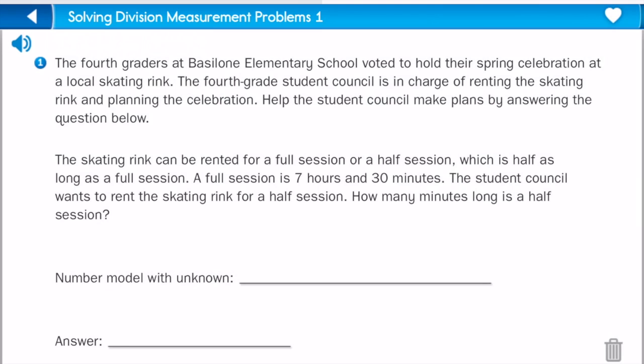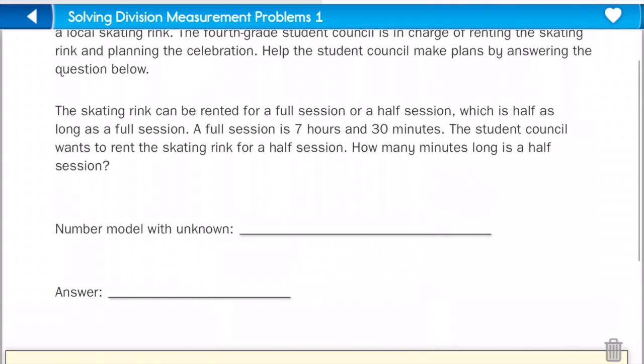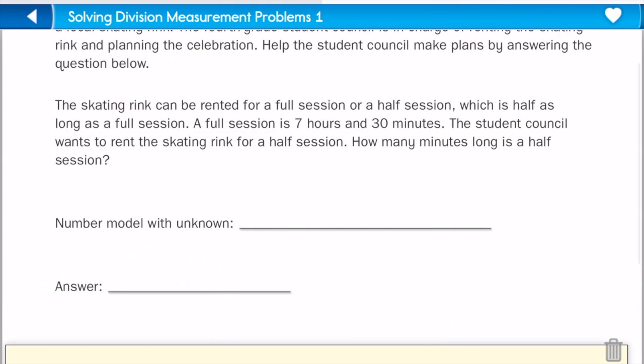All right, so first, let's figure out how we're going to solve this problem. So, we need to figure out how many minutes long is the half session. Okay, so we have 7 hours and 30 minutes, and we want to rent that for half the time. So let's figure out how many minutes are in 7 hours. So how would we do that?